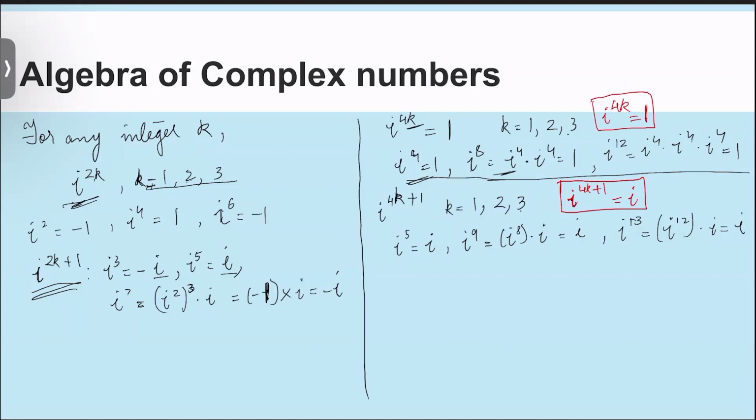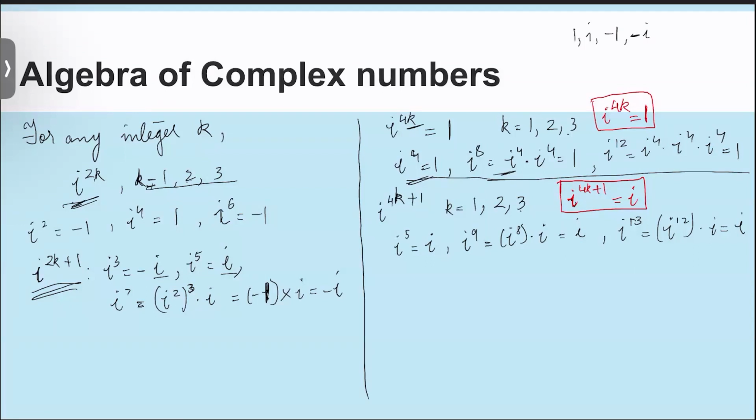Now we have seen that you get 1, you get i, you get minus i and minus 1. So any power of i, if you put any integer as the power, you have to get one of these as the result only. So either you'll get 1, i, minus 1, or minus i. We have already seen the general form that gives you 1.